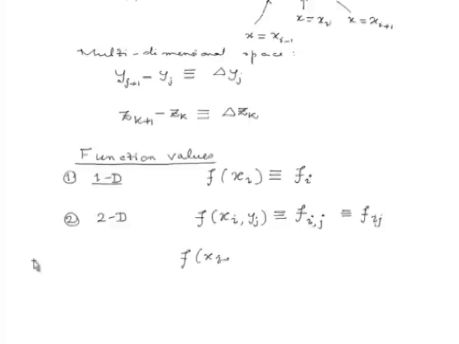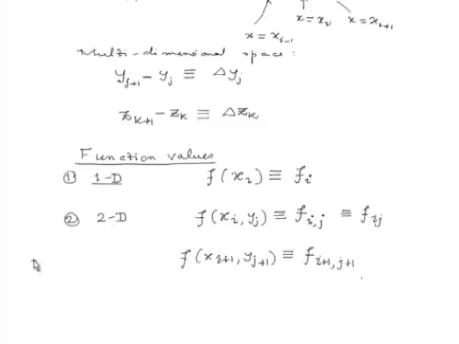For instance, if we want to denote the function value at x of i plus 1, y of j plus 1, in this case we must use a separation by comma between the subscripts. So, f i plus 1 comma j plus 1. So, these shorthand notations make it very simple for us to write our difference equation in a compact form, and they also help us to translate these formulae into a computer programming language.